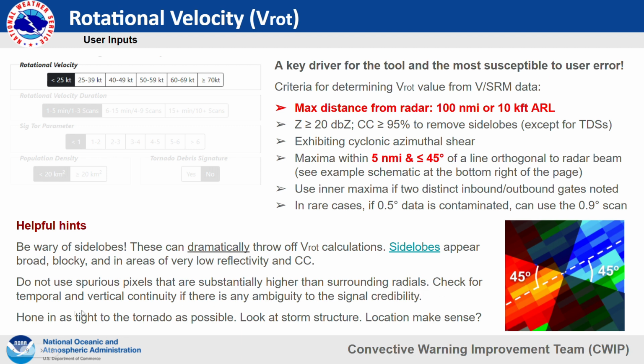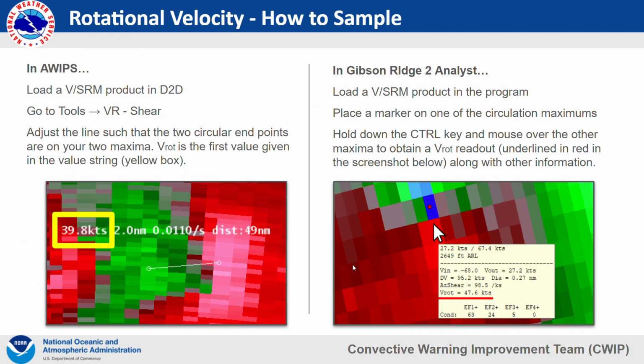not realistic. Check for that vertical and temporal continuity in the signature, and if there's any ambiguity, probably don't want to use it. And really hone in as tight to the tornado as possible and look at the storm structure, look at the location. Does everything make sense that this is where the tornado should be in the storm?